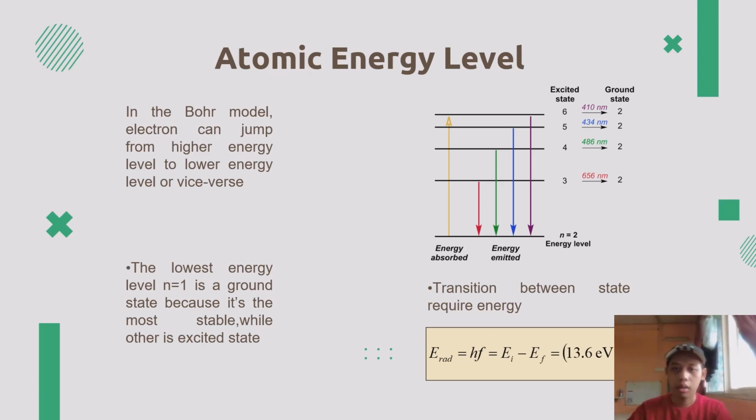And when we see in this diagram, we can see that this is the ground state, but in this diagram the ground state is 2, so we can see the transitions from 3 to 2, 4 to 2, 5 to 2, and 6 to 2. The transition between the states requires energy, which in this formula we calculate using the initial energy minus the final energy.